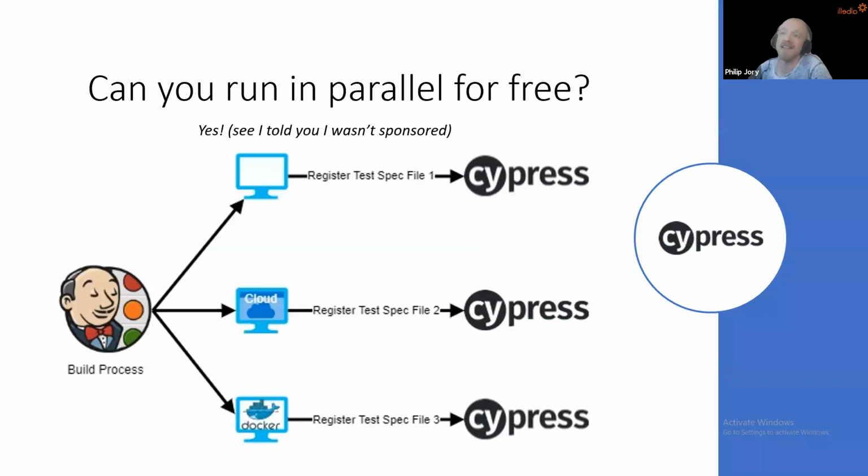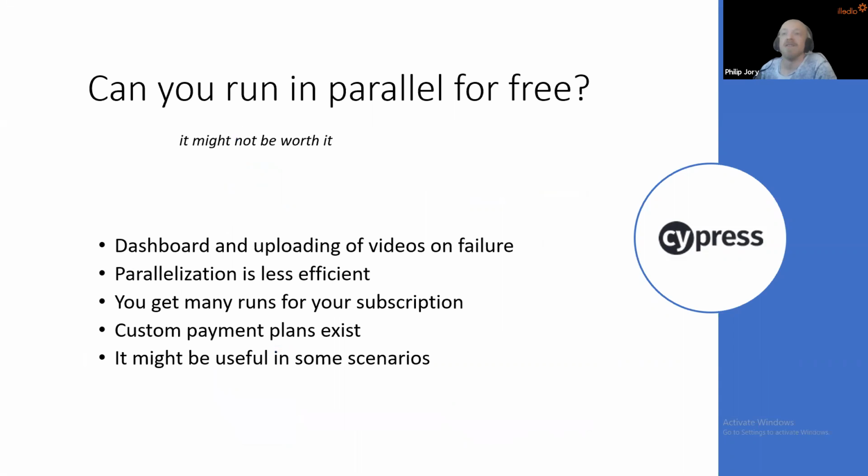But can you run in parallel for free? And of course you can. The Cypress parallel scheduler can be completely bypassed, and you can schedule the individual spec files, or you could just run them all in serial on one machine. But it might not be worth it. The number of runs you get for your license is deceptively large, and you would lose out on the dashboard. And Cypress has obviously put a lot of work into their scheduling process, which I imagine would be difficult to replicate. However, it could still be useful in some scenarios.